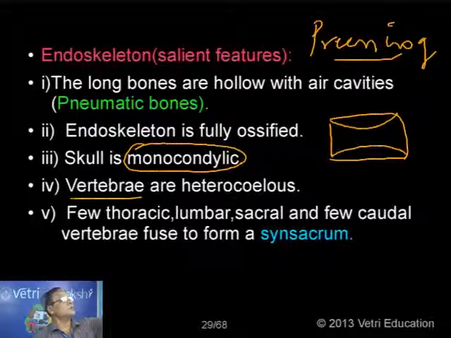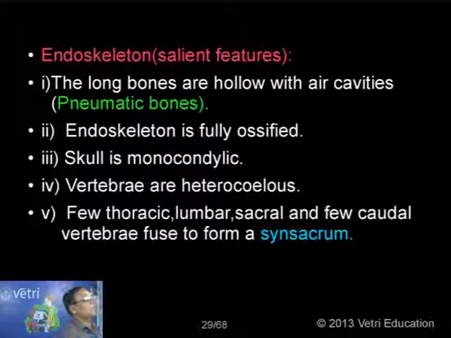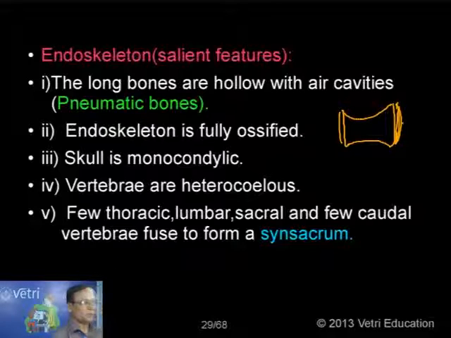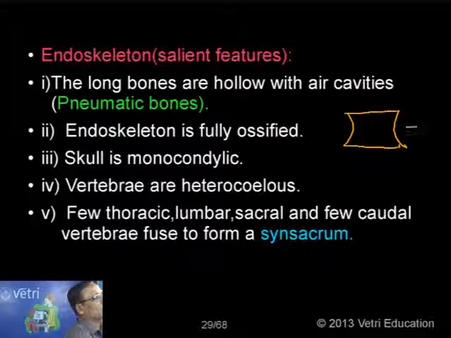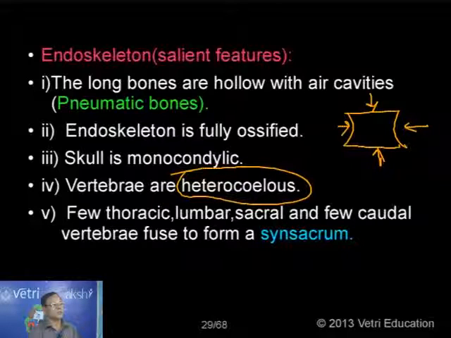In the heterocoelous condition, a peculiar condition found only in birds, there is a concavity from side to side and a convexity in the other direction. I am drawing this in a different manner for easy understanding. Let's assume this is a letter sign. In the heterocoelous condition, we have concavity from side to side, and in the dorsoventral dimension we have convexity. This type of vertebra, where the centrum has concavity from side to side and convexity from dorsal to ventral, is called the heterocoelous condition. Don't forget acoelous, procoelous, amphicoelous, heterocoelous.